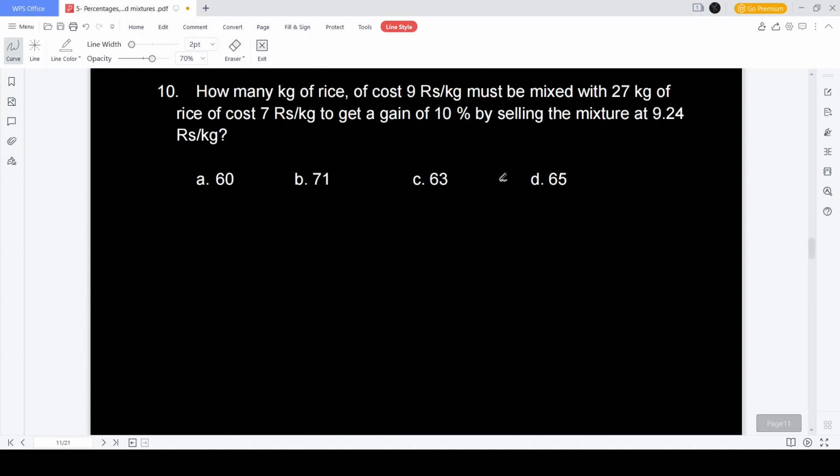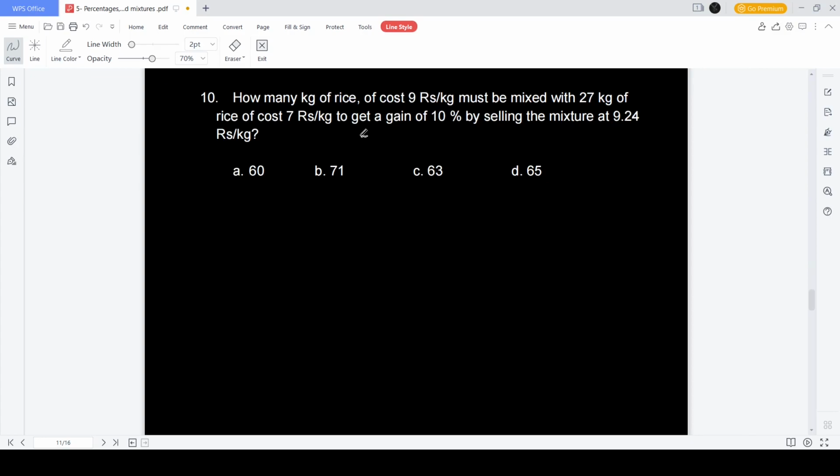Next question. How many kg of rice of cost 9 rupees per kg must be mixed with 27 kgs of cost 7 rupees per kg to gain 10% by selling the mixture at 9.24 rupees per kg? To solve this, if he is gaining 10% by selling it, that means the selling price must be 110 by 100, that is 1 plus 10 by 100, into the cost price, because he is making a gain of 10%.